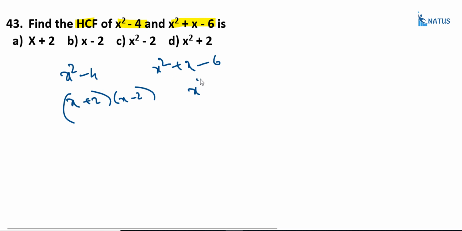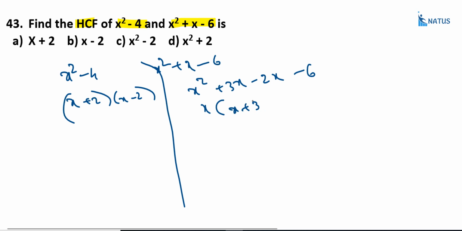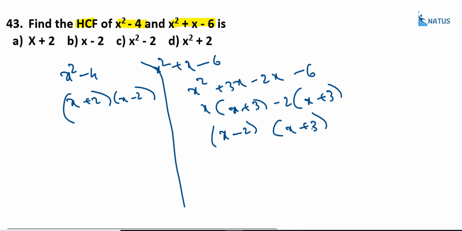Now this one is x square plus 3x minus 2x minus 6. So x into x plus 3 minus 2 into x plus 3. So x minus 2 into x plus 3, or not? x minus 2 into x plus 3.